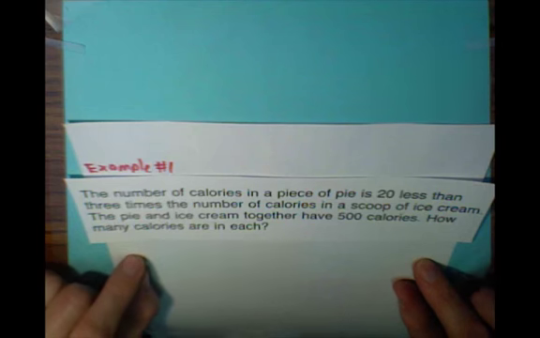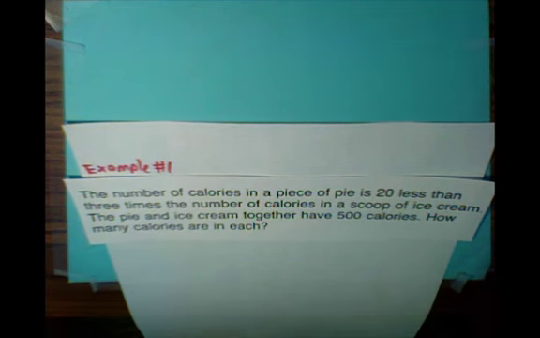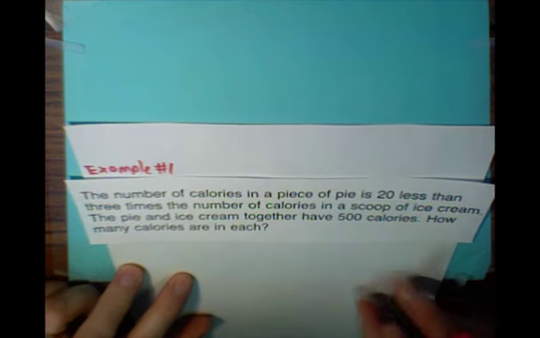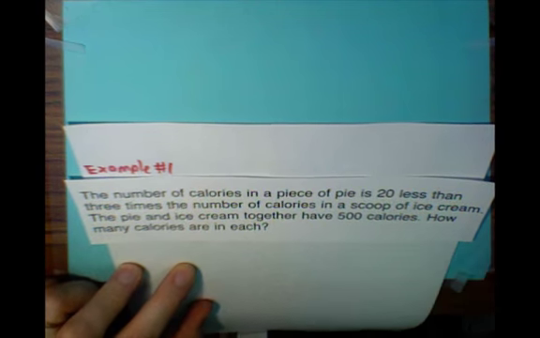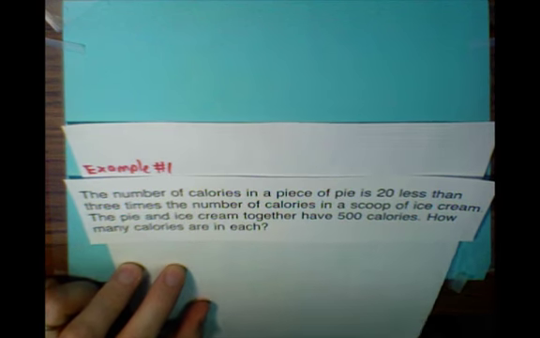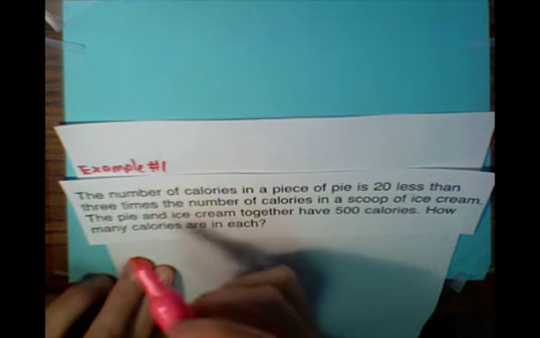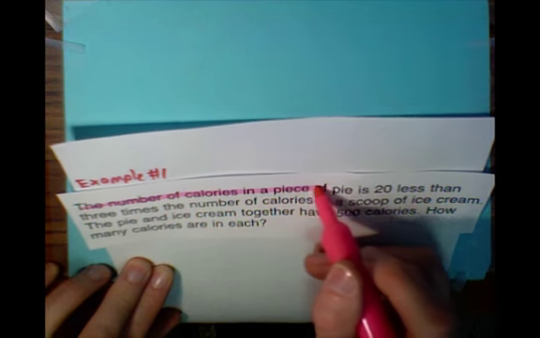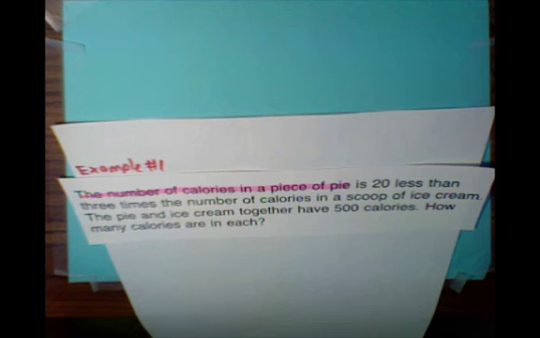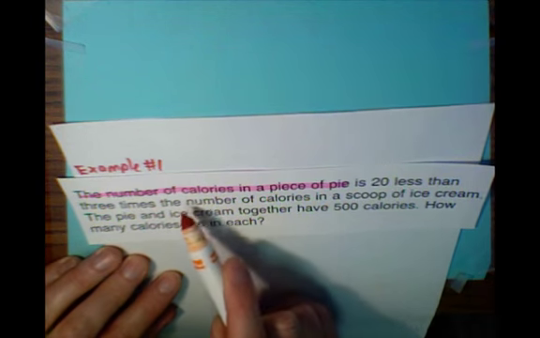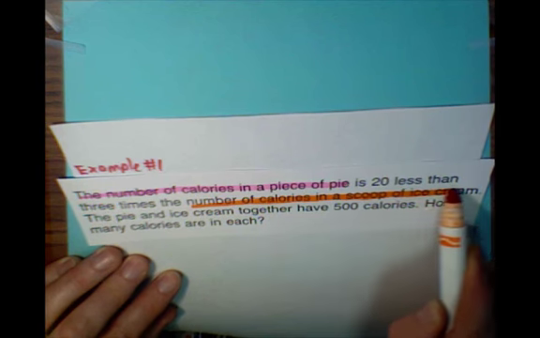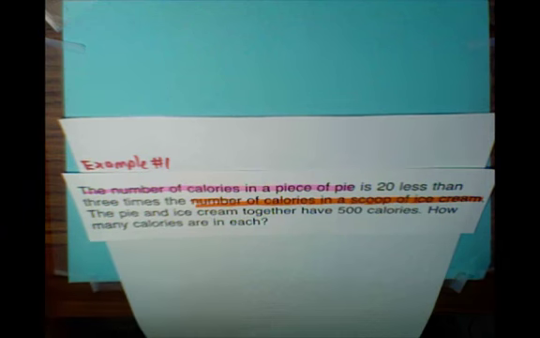Our first example talks about calories in pie versus calories in ice cream. The number of calories in a piece of pie is 20 less than 3 times the number of calories in a scoop of ice cream. The pie and the ice cream together have 500 calories. How many calories are in each? And again, going back to our steps, first we identify the unknowns. Our unknowns are the number of calories in a piece of pie and the number of calories in a scoop of ice cream. All right, those are our two unknowns.